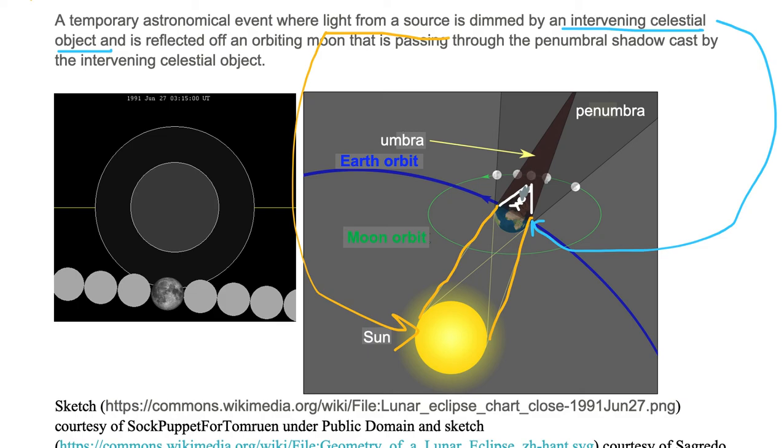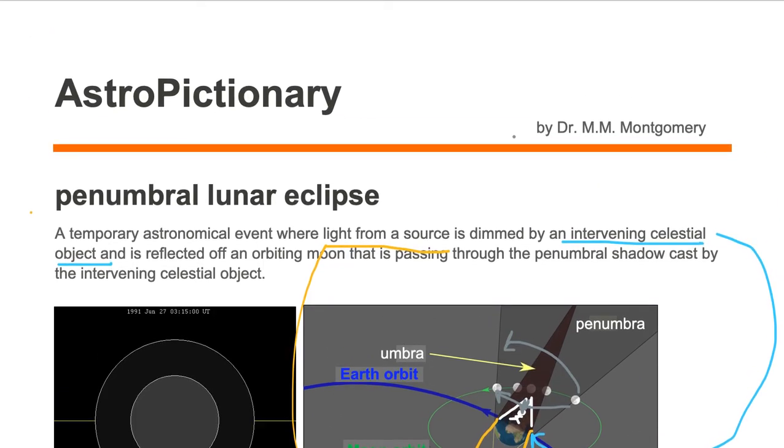Now the moon is not passing through this umbra, it's passing through the penumbra. It's passing under or over the umbra. Hence we get a penumbral lunar eclipse.